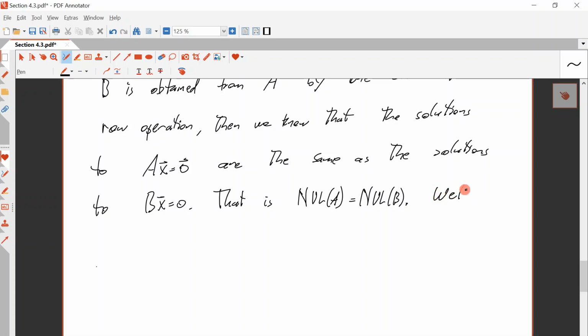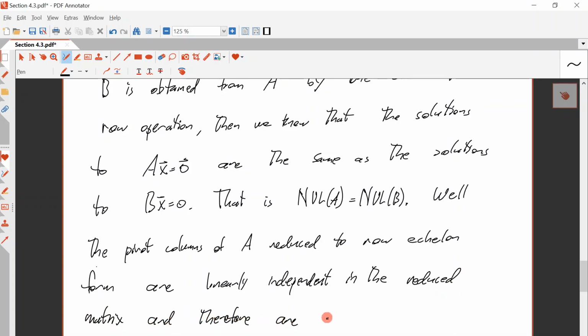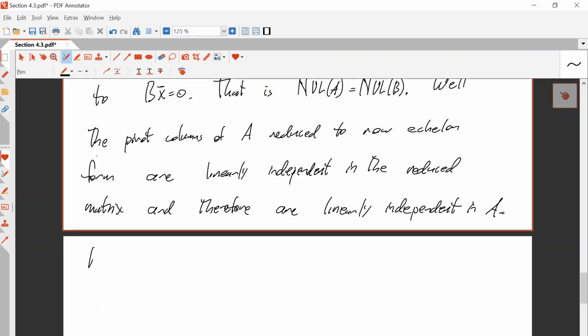Now, the pivot columns of A reduced to row echelon form are linearly independent in the reduced matrix and therefore are linearly independent in the original, in A. Right? I mean, just look at the way they are.